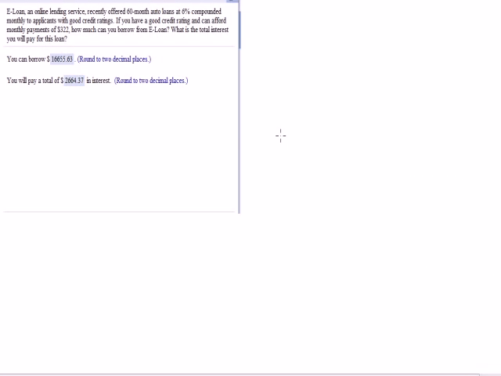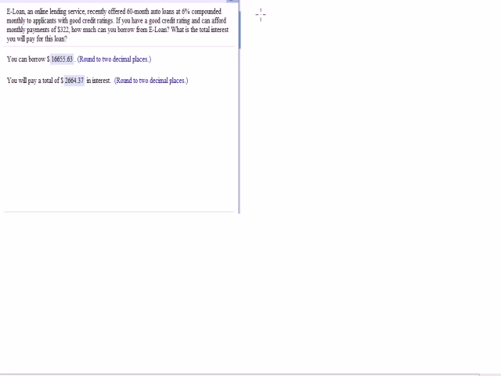For question 13, we're told eLoan offers auto loans for 60 months at 6% compounded monthly. I'll point out 60 months, if you're dealing with a compounded monthly loan, that would be 5 years. If you have good credit and you can afford payments of $322, how much can you borrow?